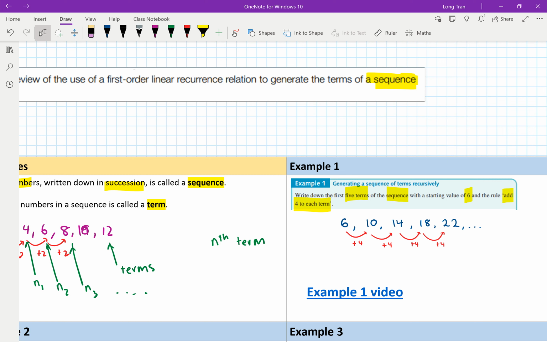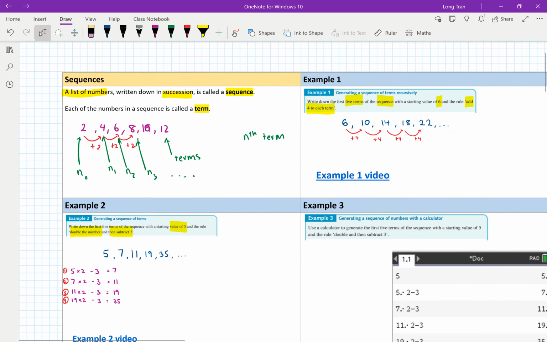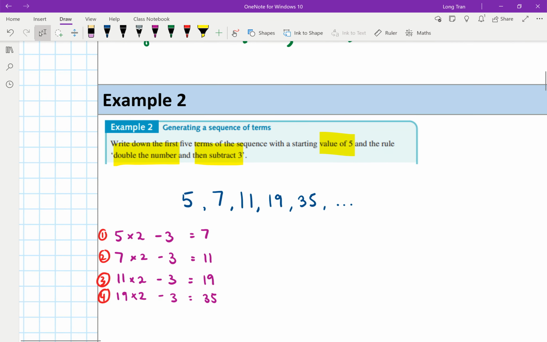So that's what exercise 8A is going to be. Literally, in the next example, it's the same thing. They just added an extra thing now. They're saying, what if you start a sequence of 5 and the rule was double the number and then subtract 3? So I started with 5. Double 5 is 10, subtract 3 is 7. That's my next term. My next one, N2, was double that number. So double 7 is 14, take away 3, it's 11. Okay, so I'm just following the rule that they gave me.